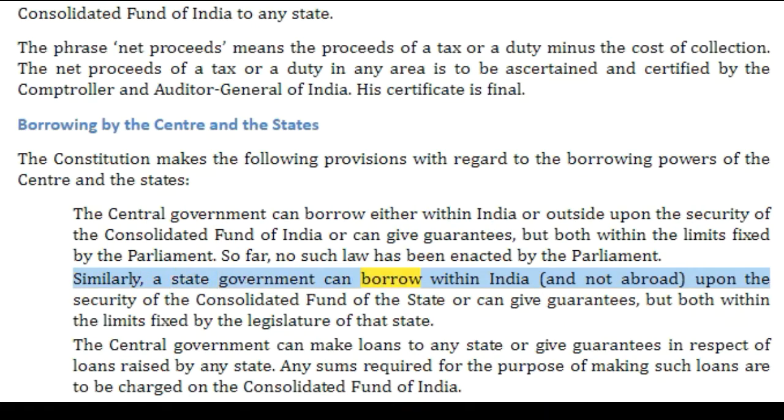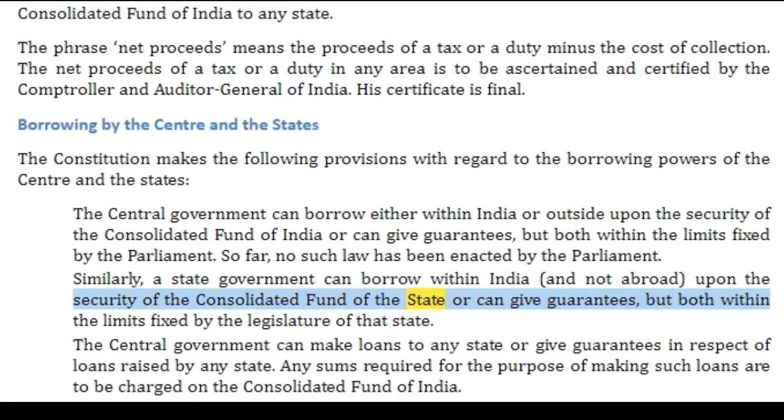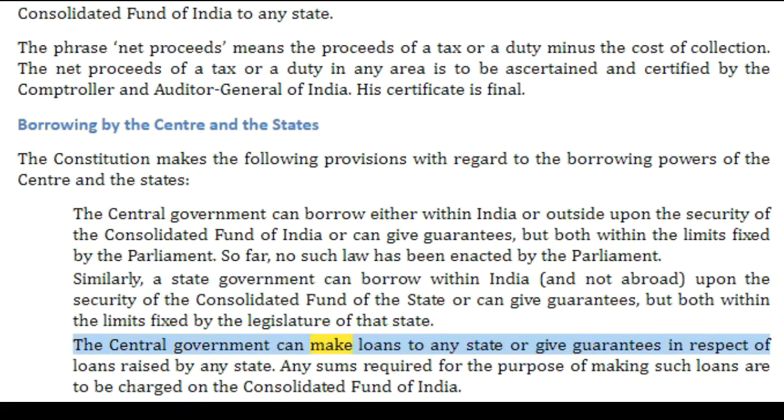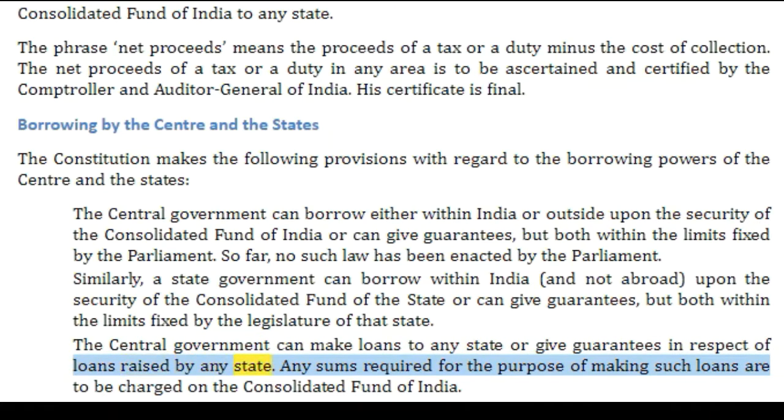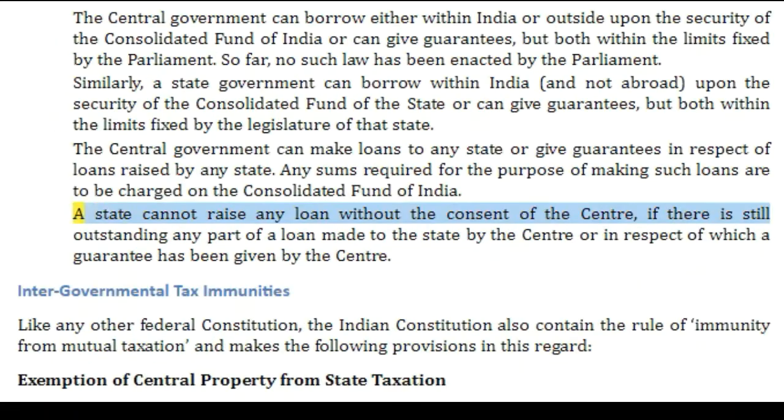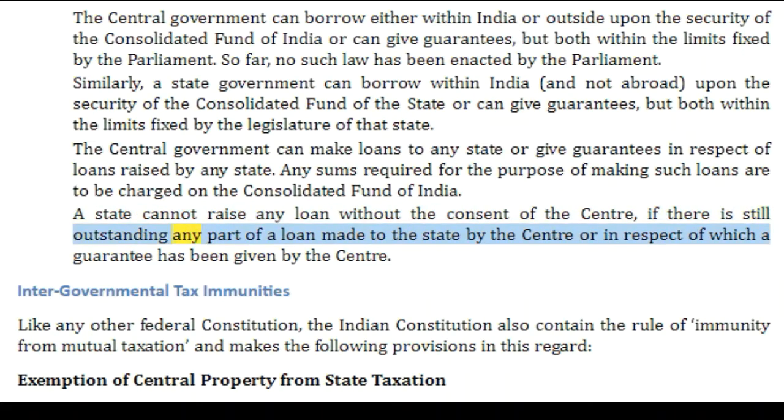Similarly, a state government can borrow within India and not abroad upon the security of the Consolidated Fund of the state, or can give guarantees, but both within the limits fixed by the legislature of that state. The central government can make loans to any state or give guarantees in respect of loans raised by any state. Any sums required for the purpose of making such loans are to be charged on the Consolidated Fund of India. A state cannot raise any loan without the consent of the Center if there is still outstanding any part of a loan made to the state by the Center or in respect of which a guarantee has been given by the Center.